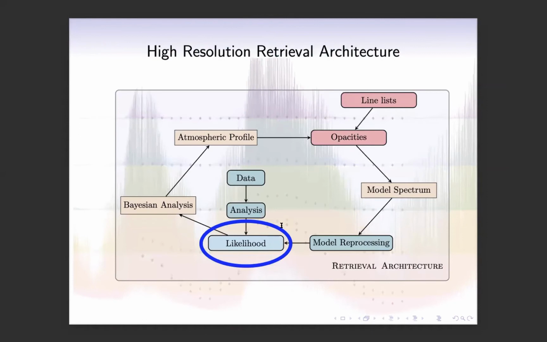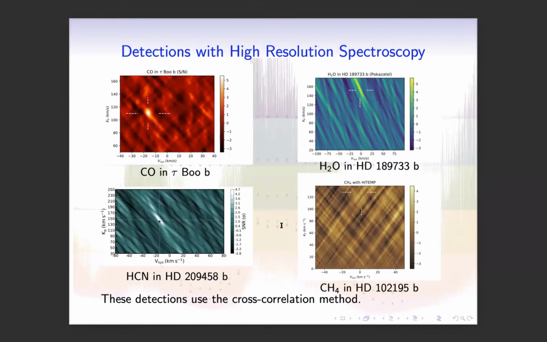So once we have a reprocessed model, the final step is getting out a likelihood value from them. Now, historically, detections with high res have been done using cross-correlation. This is where you compare your model, you push one against the other, and you can detect your species through that. So CO, H2O, HCN, and in this case, CH4, sadly wasn't seen in 102, but we did see it in HD209. So you're very sensitive to various species, but we haven't really explored, say, the different abundances that could be present, the different thermal profiles, et cetera, that you would do in a normal retrieval.